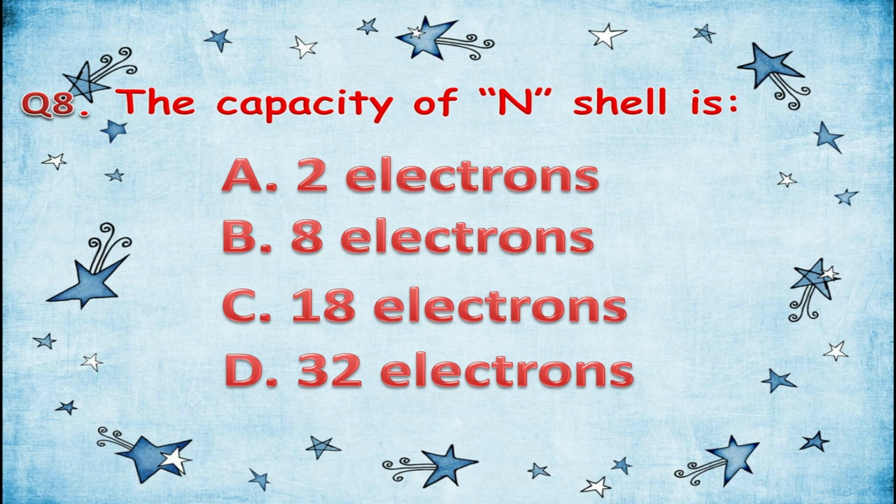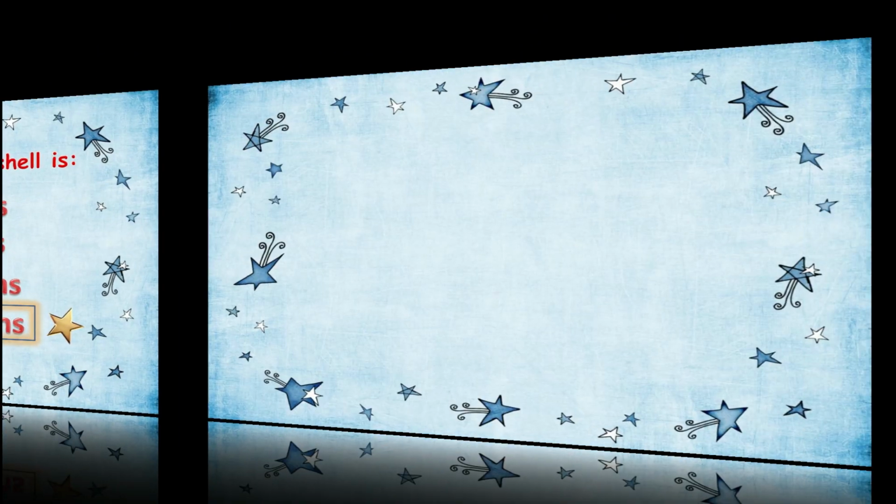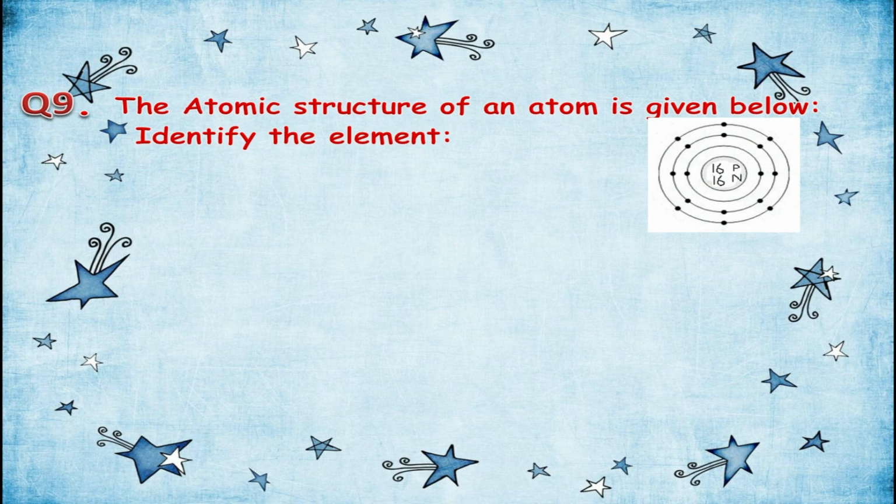Okay, time's up. The correct answer is option D, 32 electrons. You got 1 point for correct answer. Let's do the next question. Question number 9 is: the atomic structure of an atom is given below.